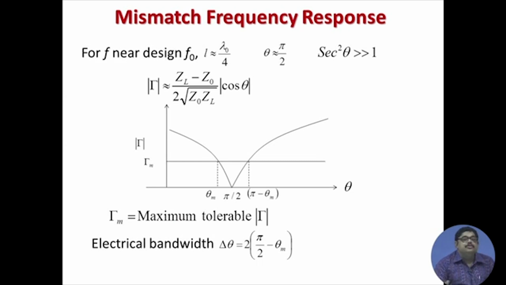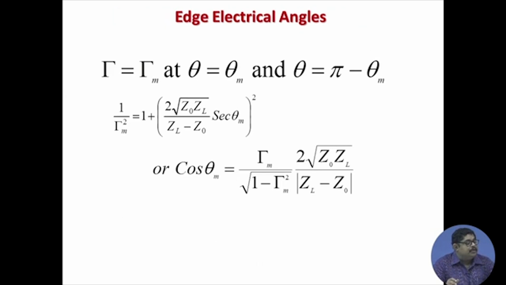So, the electrical bandwidth of your transformer we can say is delta theta, and the design point is pi by 2 for a quarter wave transformer. So, it is pi by 2 minus theta m, and you see the curve is symmetrical, the magnitude of cos theta is symmetrical, meaning that around pi by 2 it has equal sides, which is why we have broken it into 2 times half of this. So, pi by 2 minus theta m is the electrical bandwidth.